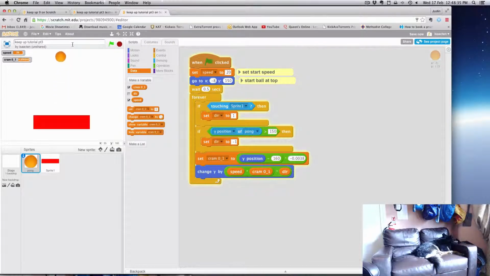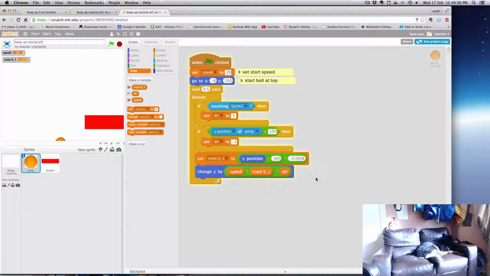Okay, so that makes sense, right? Because the y position of the ball at the top could be something, and the y position of the ball at the bottom could be something else. If you cram 0 to 1 with this normalized number, then you can make it so that when the ball's at the top, it's 0, and when the ball's hitting the paddle, it's 1. Right? Okay. So point to where this happens, where it says set. Over here. That's right.